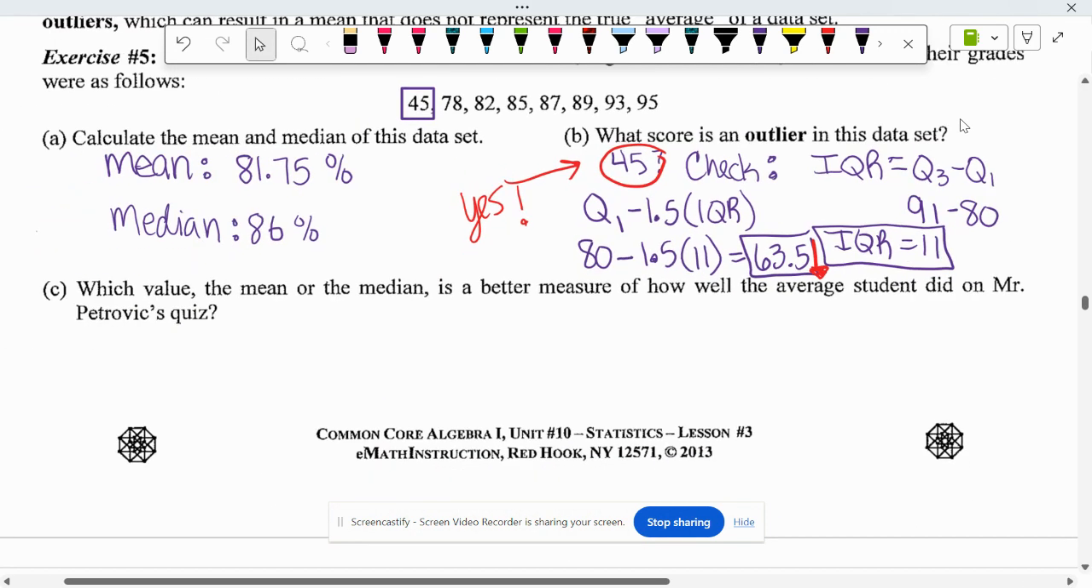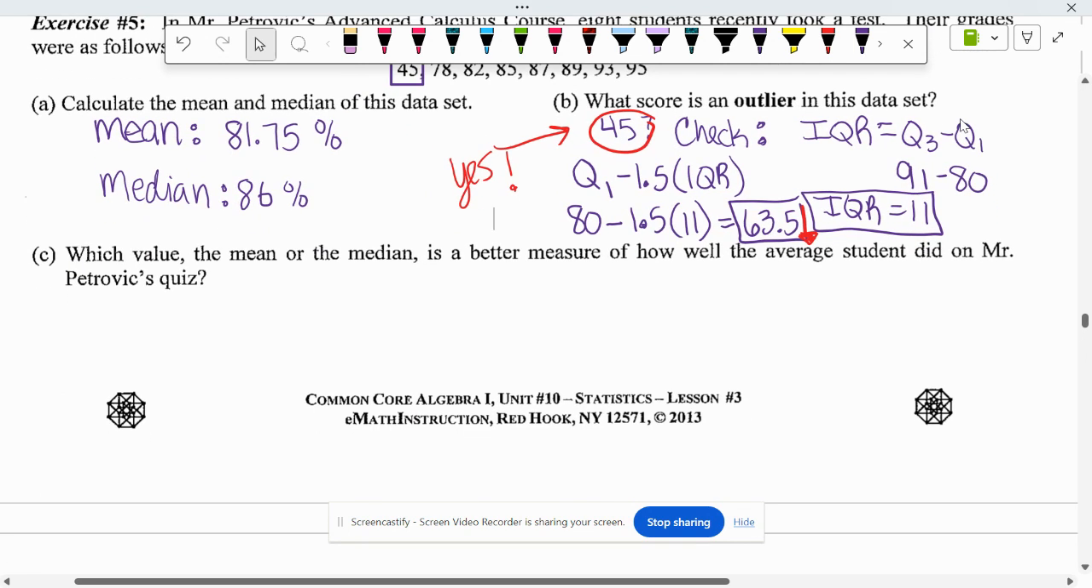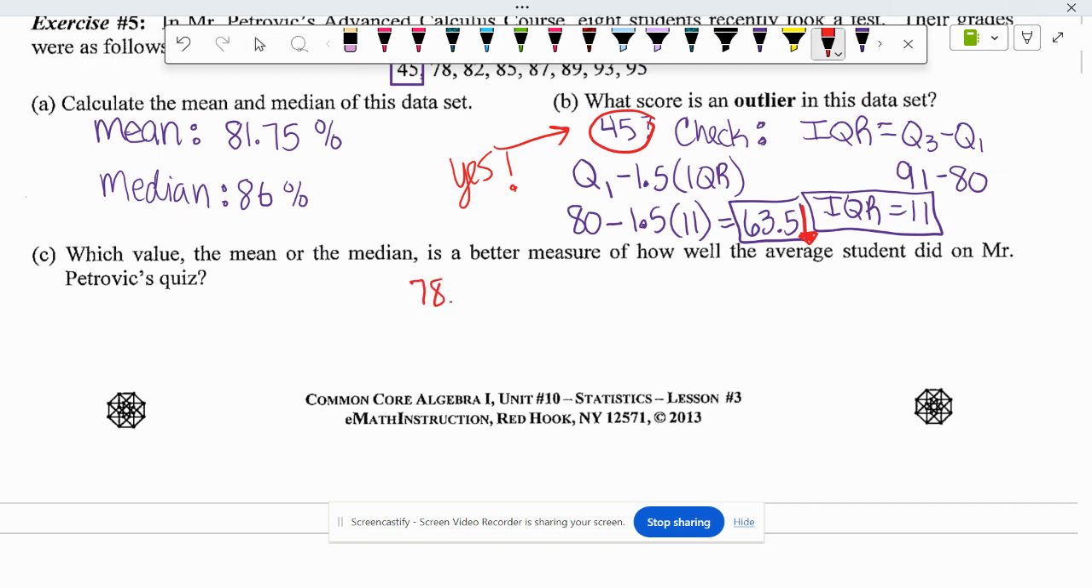Question C is about looking at the mean and the median and determining which one does a better job of telling how well the students did on the quiz. So if we take out the outlier, our test scores are 78, 82, 85, 87, 89, 93, and 95. So if we remove that outlier, which one is the better value? Well, what is the median? What's the middle number here? 87. Which one is closer to that?